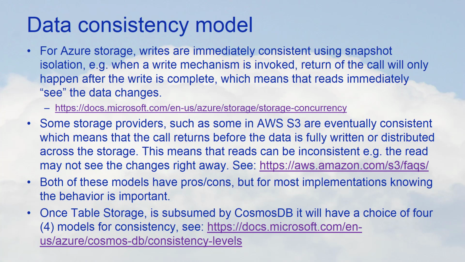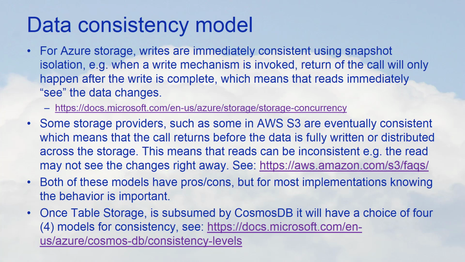It's important to notice, though, that not all cloud storage providers use immediate consistency. In some cases, like Amazon's S3, the writes are eventually consistent, and that means the call returns, but the data may not be fully written or distributed to storage, which means that reads can be inconsistent. That is to say, if I write record A and then read it, I may not see the changes right away. And this is tunable on most of the cloud platforms, but you have to understand it's happening in order to tune it.